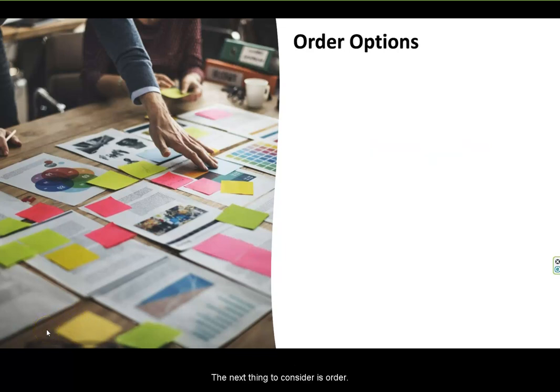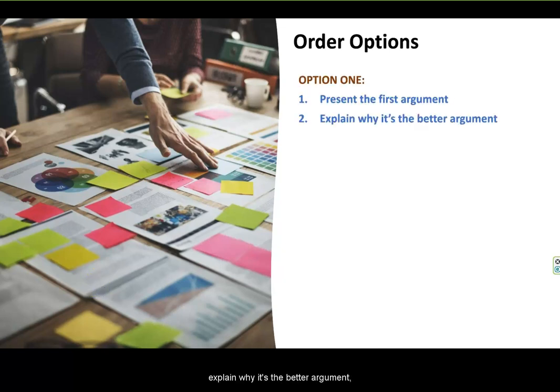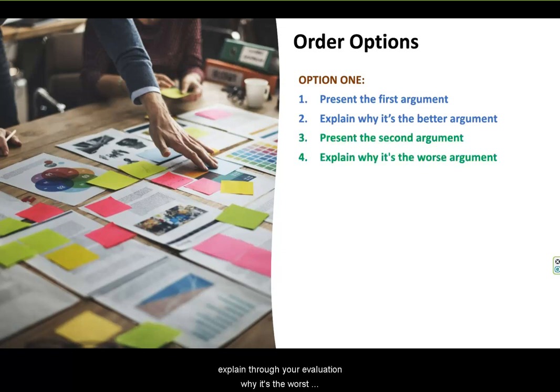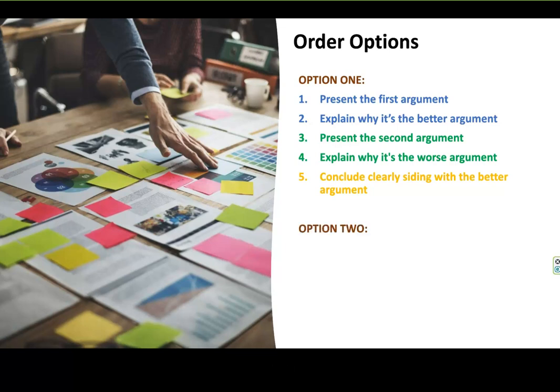The next thing to consider is order. Most of you will find one side of an issue's arguments to be stronger and another side's to be weaker. If that's the case, there are probably two clear options. In option one, you can present the first argument, explain why it's the better argument, present the second argument, explain through your evaluation why it's the worse argument, and then you can conclude clearly siding with the better argument.